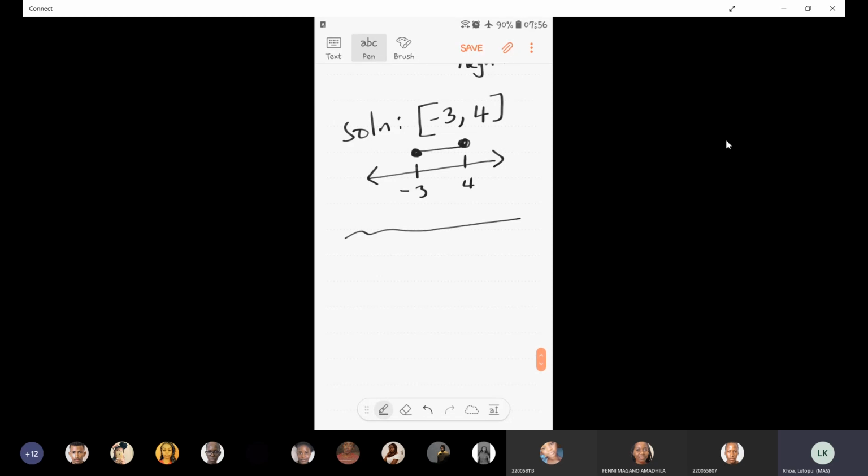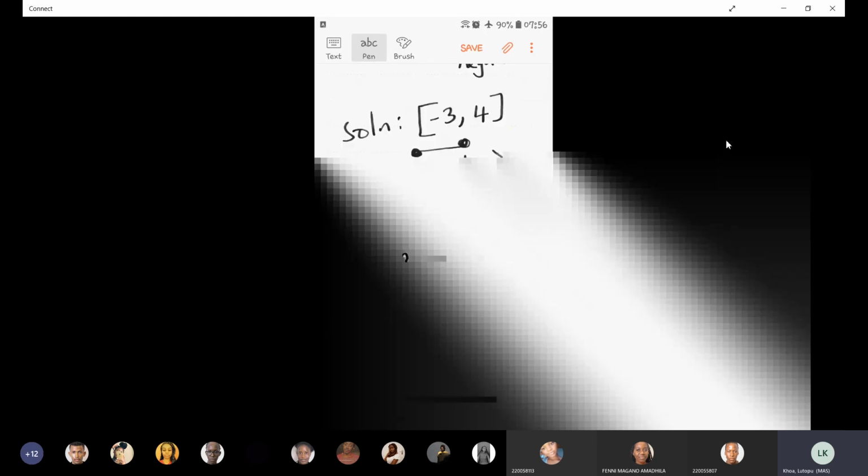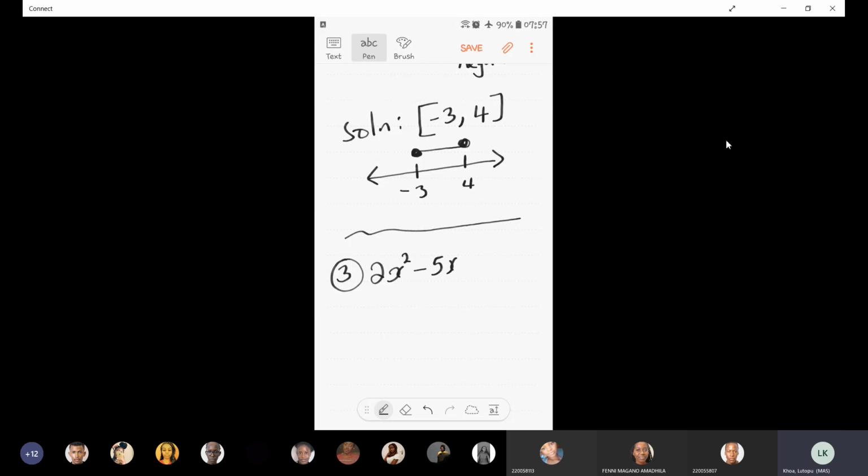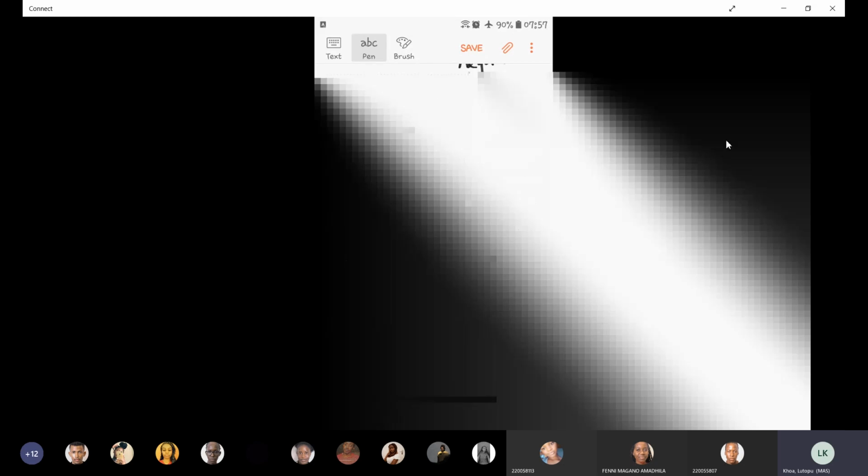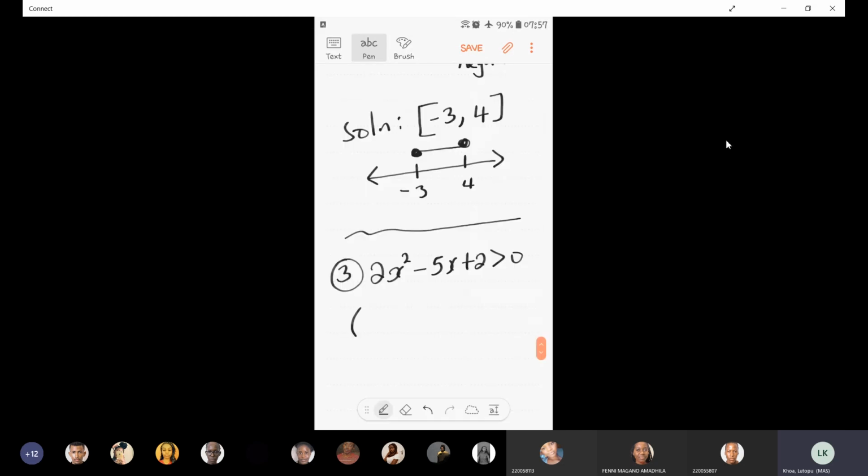Okay, let's look at another one. 2x squared minus 5x plus 2. This is greater than 0. So again, first thing to do, you must factorize. So you factorize this, you open your brackets, you look for two numbers.